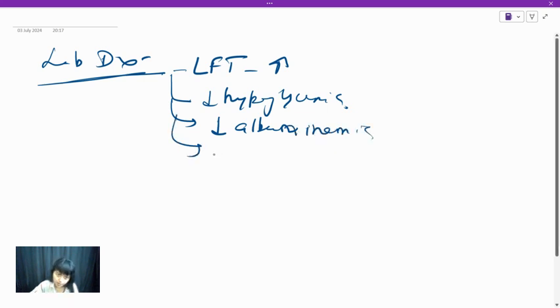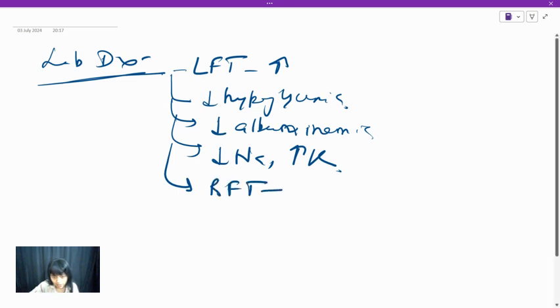What else? There will be electrolyte imbalance. Yes, there may be hyponatremia, hyperkalemia. Okay, and you should definitely go for your renal function tests also, because there is a term called hepatorenal syndrome. So hepatic failure may also lead to renal failure. So you have to go for urea, creatinine, very important. Okay, and in electrolytes you have to go for your phosphorus level as well.